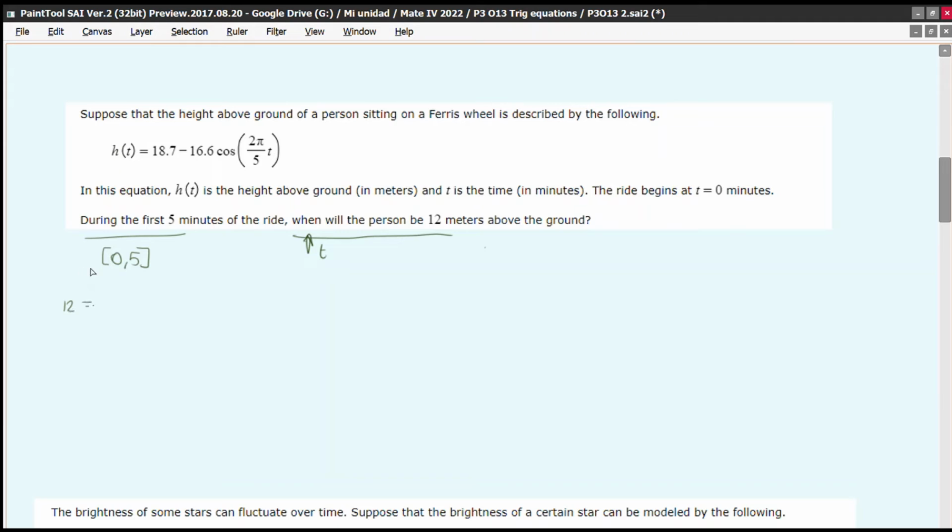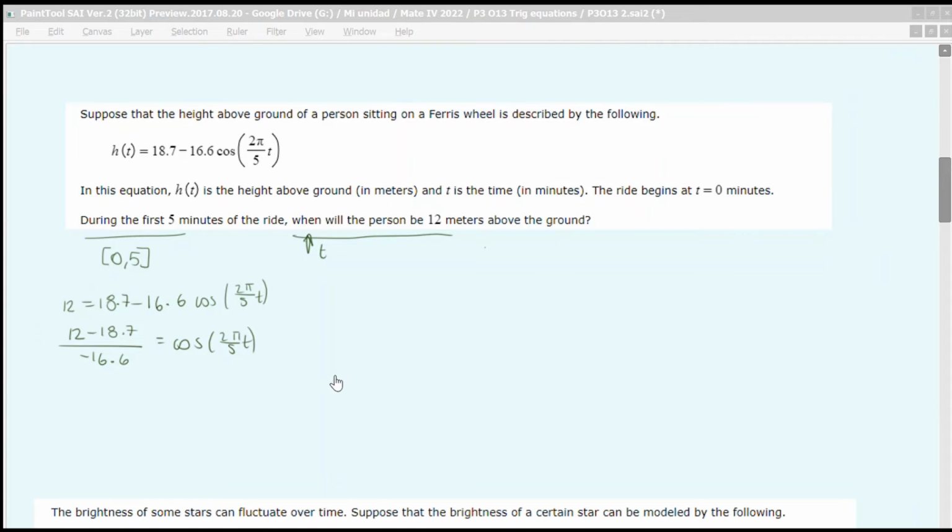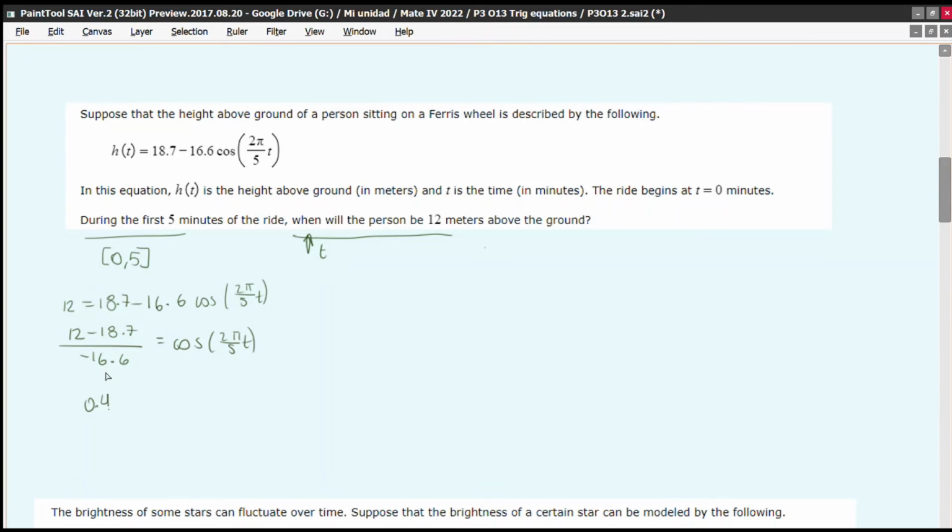So this is 12 equals 18.7 minus 16.6 cosine of 2 pi over 5 t. If I solve for cosine, this is 12 minus 18.7 over minus 16.6, and this equals cosine of 2 pi over 5 t. I'm going to plug this into the calculator. So this is 12 minus 18.7 over minus 16.6. This is 0.4036.